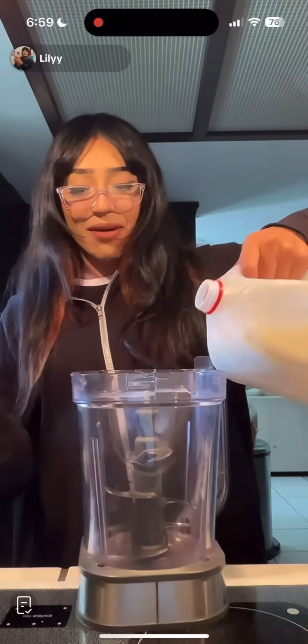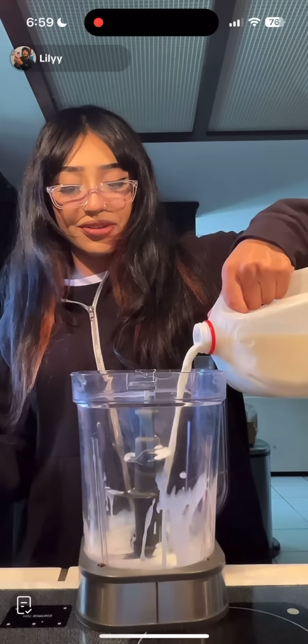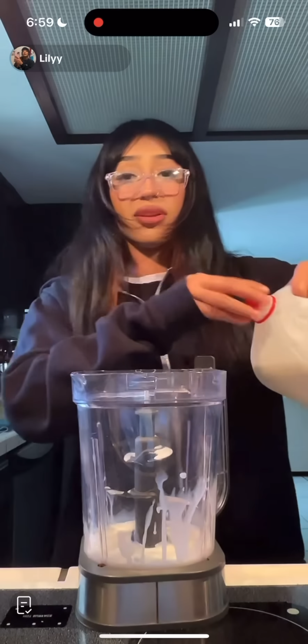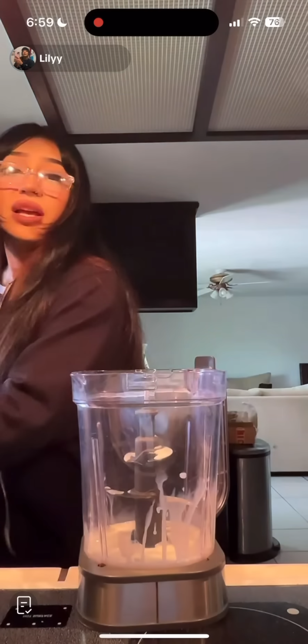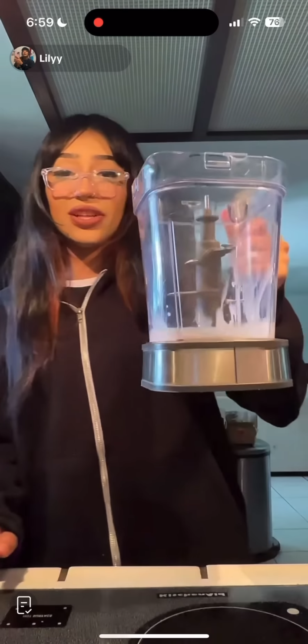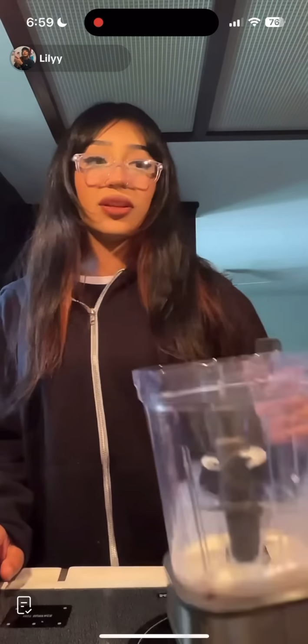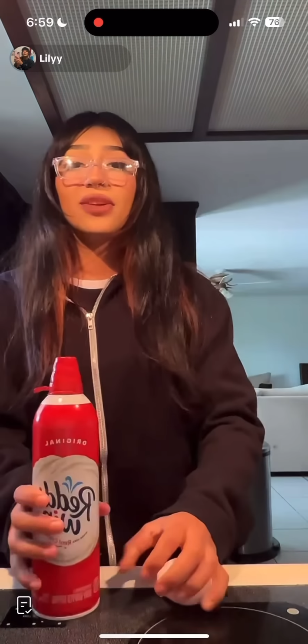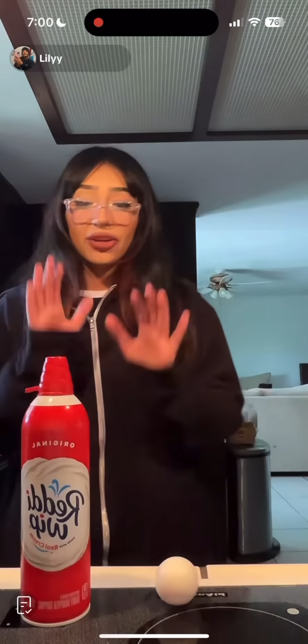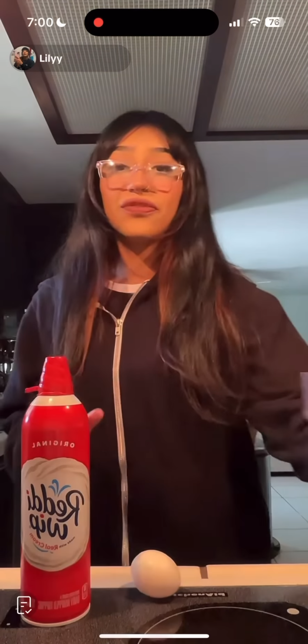This one was good. All right, I'm gonna put a little bit because it's only gonna be a little drink for me. Okay, let's move on to the next one. So my first ingredient was milk, so I got a good one, thankfully. All right, second one is whipped cream and an egg.